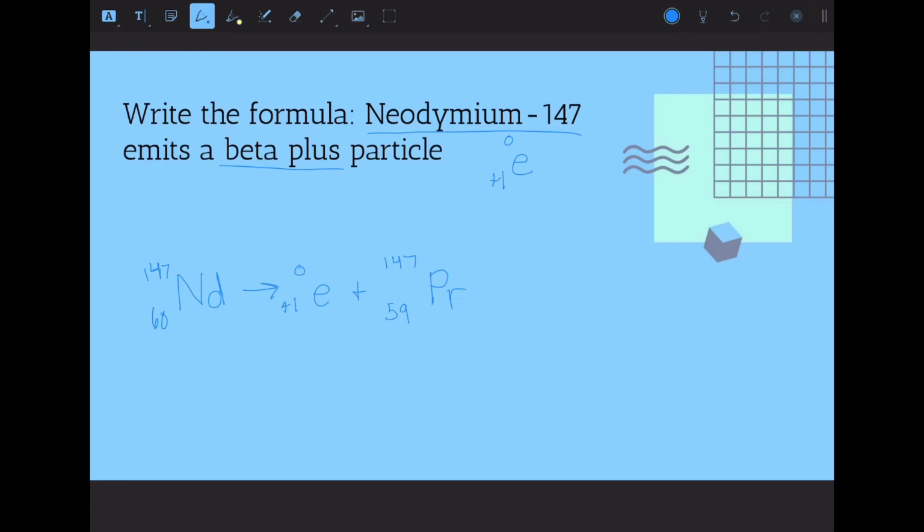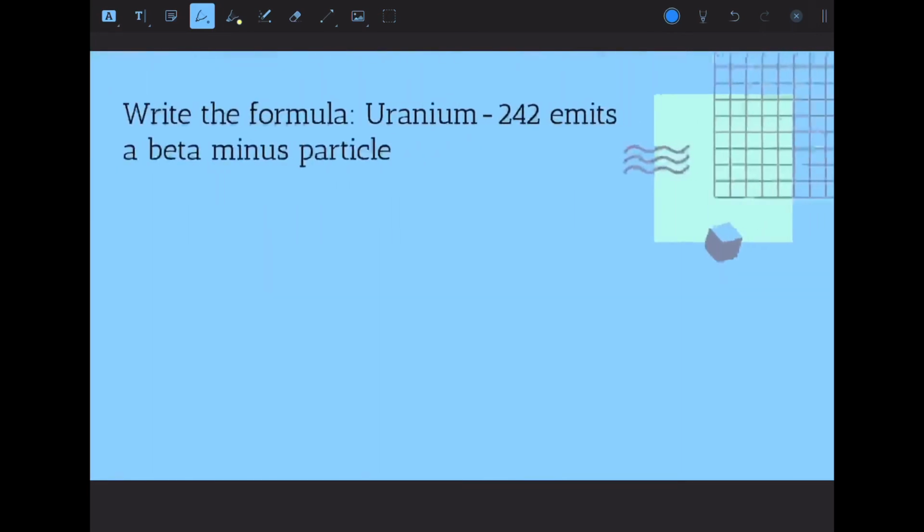One more here for you guys. Write the formula of uranium-242 emitting a beta minus particle. Beta minus is this symbol right here. Give this one a shot. Okay, so we're going to write uranium right here. Uranium symbol is a U. It's number 92, and it has number 242.